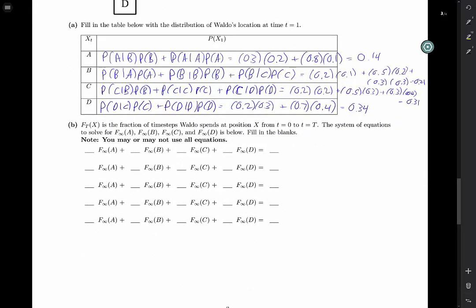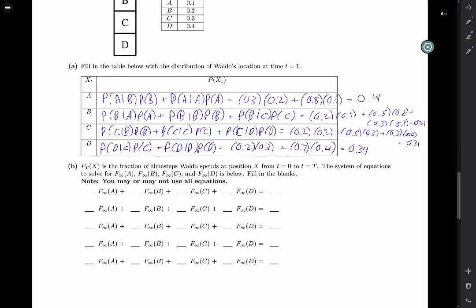Okay, so now for part B, they say f_tau of x is the fraction of time steps Waldo spends at position x from t equals 0 to tau. The system of equations below solves for how long he spends in A, B, C, and D as a fraction. So fill in the blanks. When we're filling these out, we notice that we basically want to find the stationary distribution. So we want to find the value for f infinity of all of these. That's going to go on the right side.